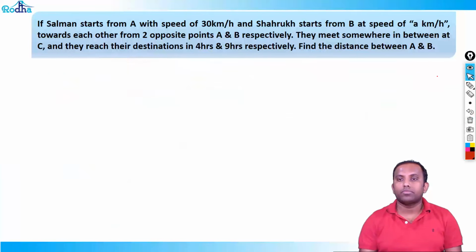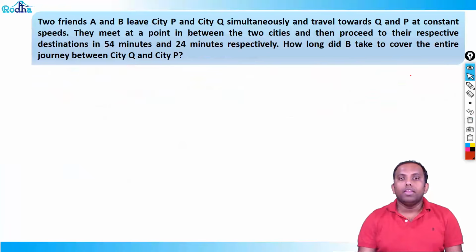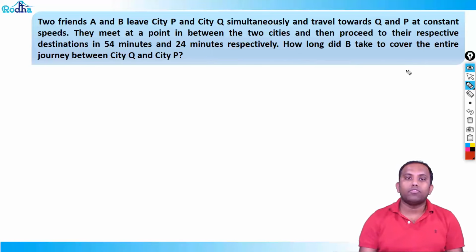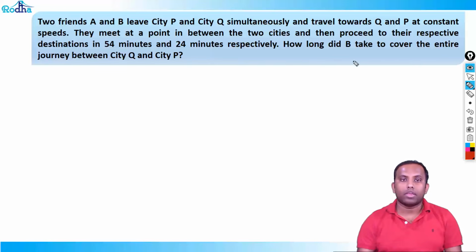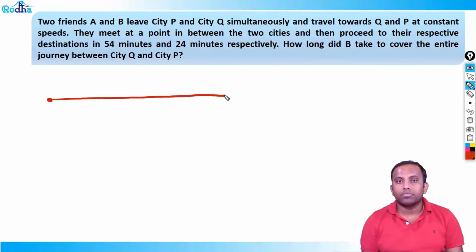Okay, next question. Two friends A and B leave city P and Q simultaneously and travel towards Q and P at a constant speed. They meet at a point in between their two cities and then proceed to their respective destinations in 54 minutes and 24 minutes respectively. How long did B take to cover the entire journey between city Q and city P? So see, again same question, right? You could have got the answer by now.